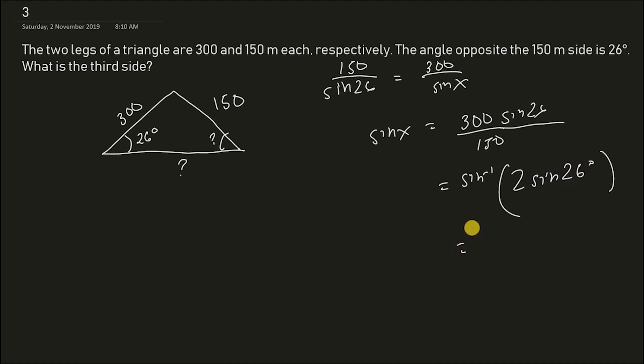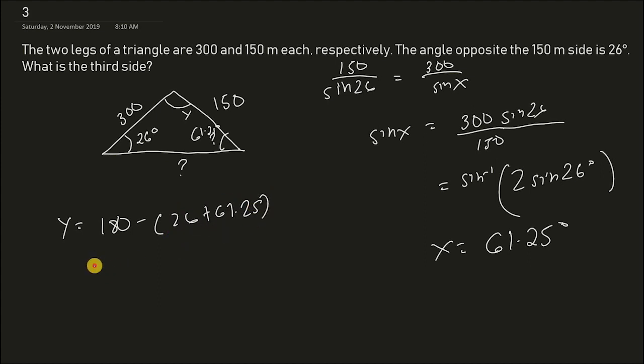Using our calculator, that would be shift sine 2 sine 26 is equal to 61.25. So 61.25 degrees. That's the value of this angle. So this is 61.25 degrees. Now, I can now solve for the value of this angle. So that would be equal to solve for this, the value of this angle, let's name this y. Maybe y, yeah. So y would be equal to 180 minus 26 plus 61.25.